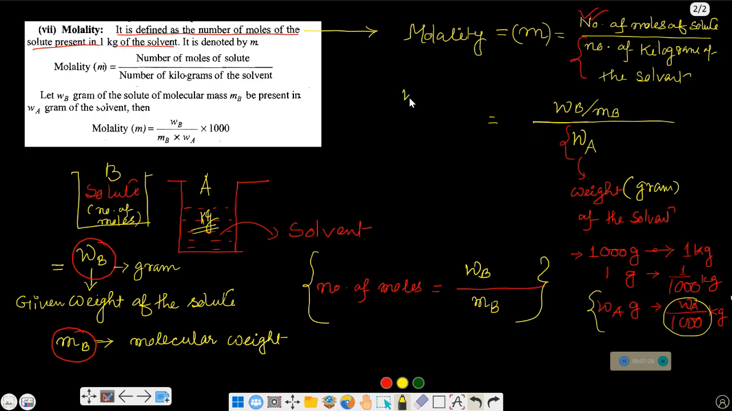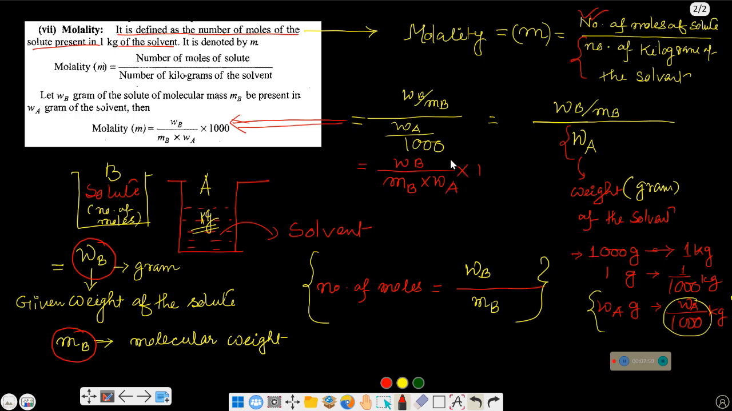Okay, so Wb by Mb divided by Wa by 1000. So ultimately, if you do one more step, you will get this particular equation for the molarity, right? So you can write this as Wb; this will come down, Mb into Wa, and this 1000 will go up.